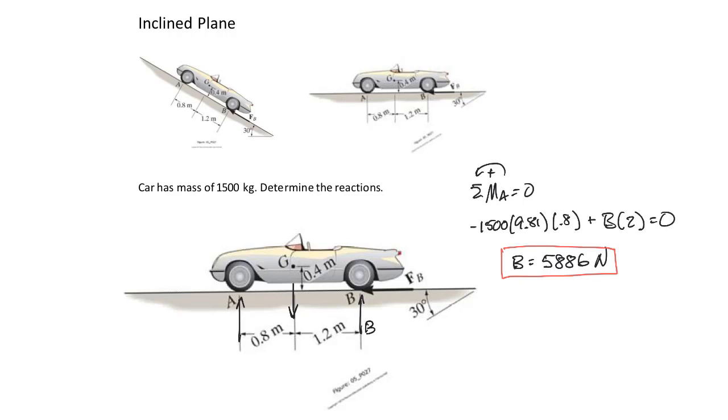And we can find out the forces in the A by either summing the moments about B or summing the forces in the Y. So let's do sum of the forces in the Y is equal to 0. So I got A plus B minus mg is equal to 0, and so I can find A then is equal to 8829. Okay, those are the normal forces if it's on a flat. Do you think those normal forces would change if it's on an incline? Well, let's see what it is and see if we can figure that out.